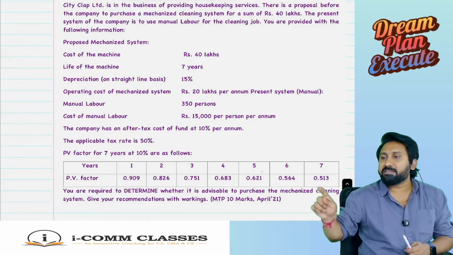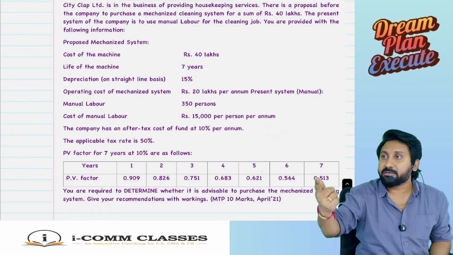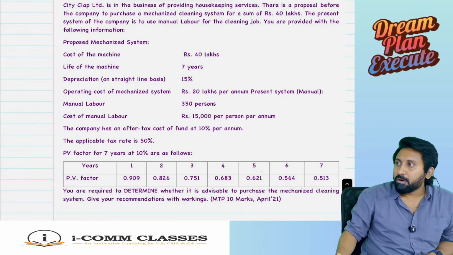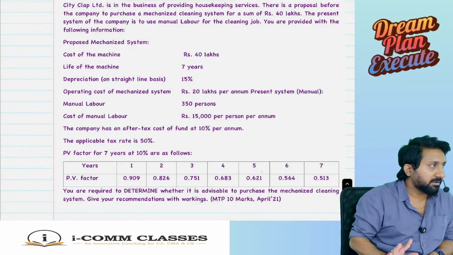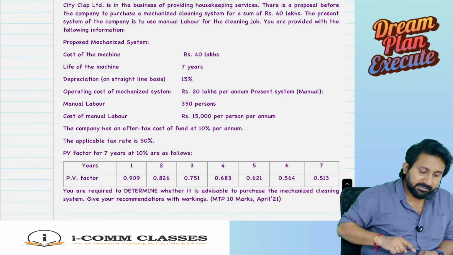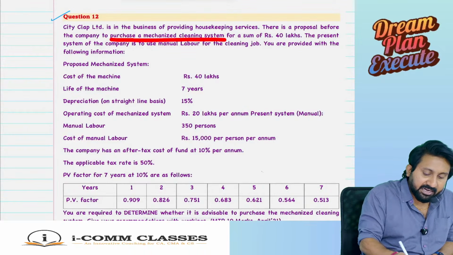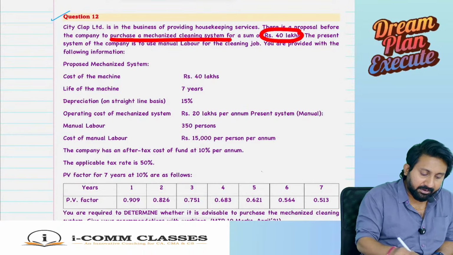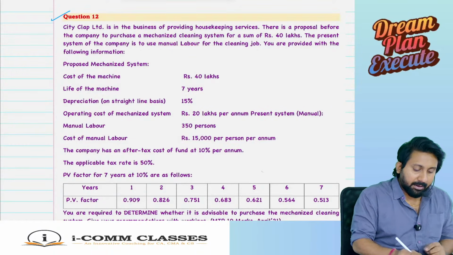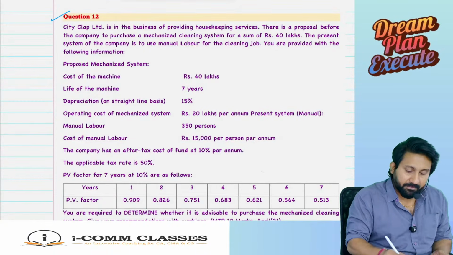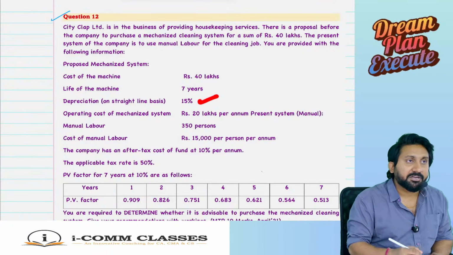With the machine, they will just switch it on and it will clean automatically. 350 persons can be replaced. What 350 persons used to do, this robot can do. So let us see what happens. They wanted to purchase a mechanized cleaning system for the sum of rupees 40 lakh. The present system of the company is to use manual labor. Proposed mechanized system: cost 40 lakh, life 7 years, depreciation 15%.